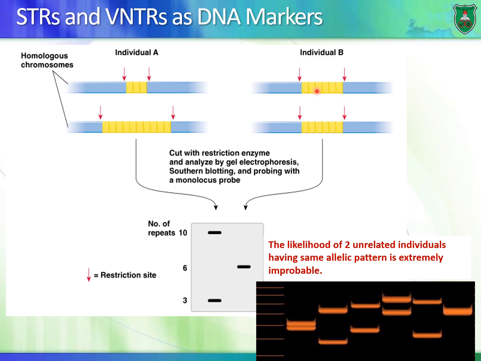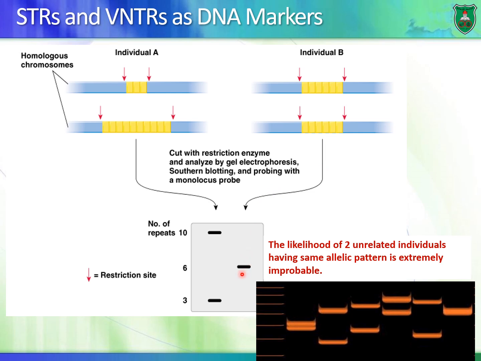The same exact sequence exists in the same location, on the same chromosome exactly, except that the number of repeats is different. So on both chromosomes, you have 6 repeats rather than 3 or 10. So this is individual A. You have this repeat that is repeated 10 times, and this one that is repeated 3 times. Now, in this individual, there's only one band.